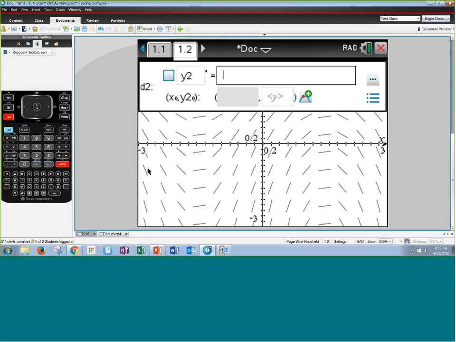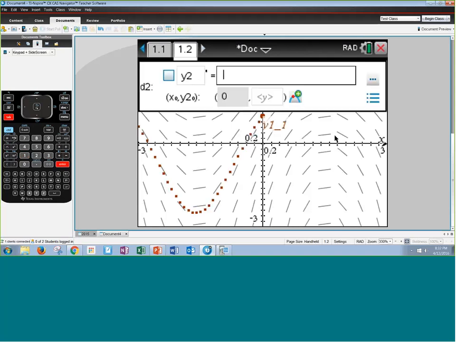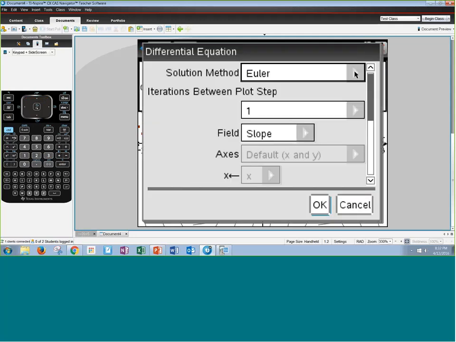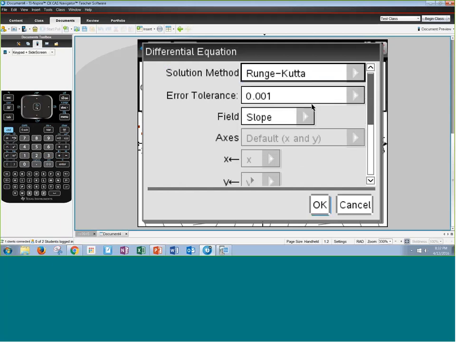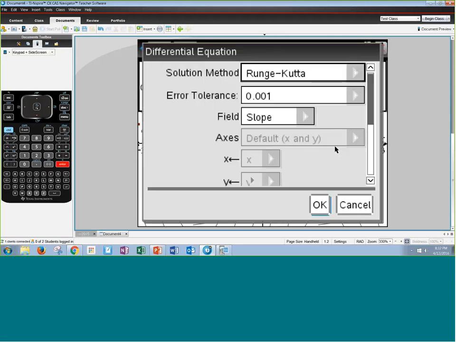If I press Tab and go back up to y1 prime, you'll notice that in the second line it says x0, y1 naught. I can actually put in an initial condition, and in this case it was 0, 1, and hit enter, and I have that solution curve. One other thing that I want to mention that a lot of people don't realize is that with the 3 little dots here with the parameters, I'm going to click on it. It is by default in Euler's method as far as the solution method. You may want to go to Runge-Kutta for displaying these slope fields. They look a little smoother sometimes, and that's just something you may want to consider.